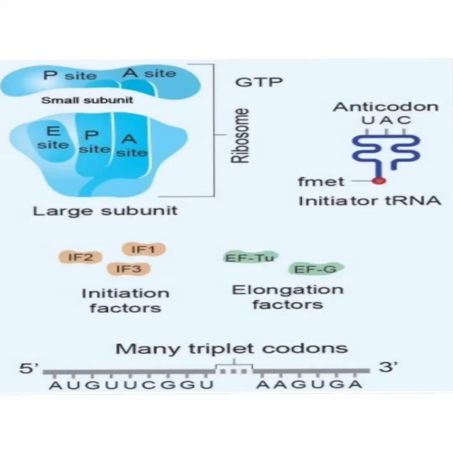Here in this image you can see the requirements. The ribosome consisting of the large subunit and a small subunit, the GTP, the charged transfer RNA with the anticodon on one side and the formyl methionine on the other side, the initiation factors IF1, IF2, IF3, the elongation factors EF-Tu and EF-G, and the messenger RNA from 5' to 3' having the triplet codons.